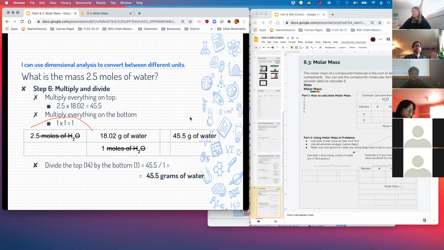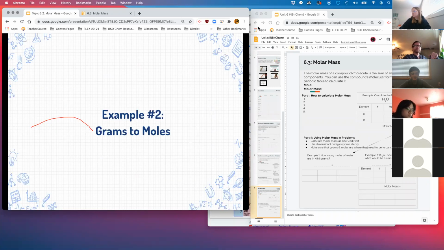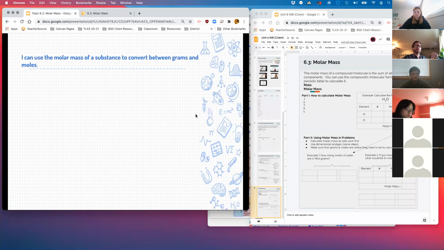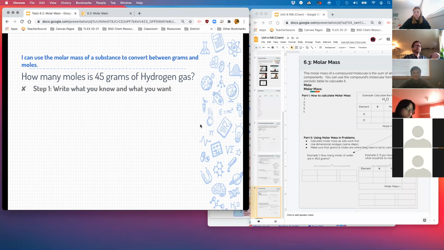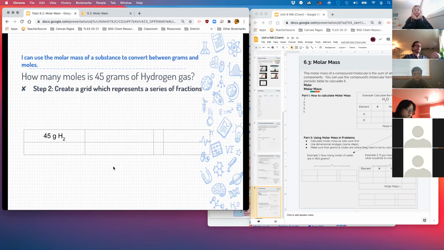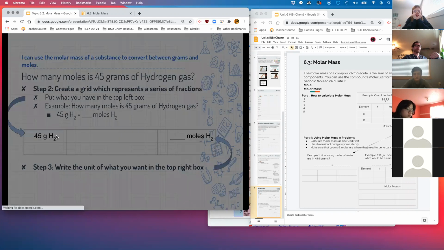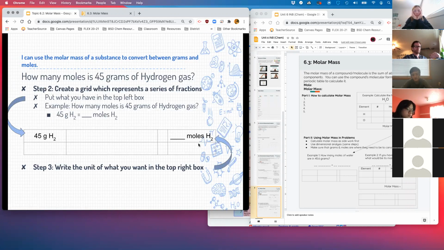Let's go ahead and do the opposite of that real quick. Let's go from grams to moles. Okay, how many moles is 45 grams of hydrogen gas? Write down what you want, what you know. 45 grams of hydrogen gas is equal to blank moles of hydrogen gas. Yes, you should write that hydrogen gas, and yes, you should recognize that it's H2 and not H. Next, create a grid, put what I have up here, what I want over here. Same as before. Next thing, bring down the units. This unit comes over here. This unit comes over here. Okay?